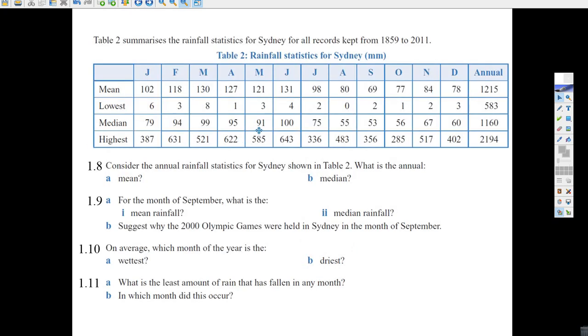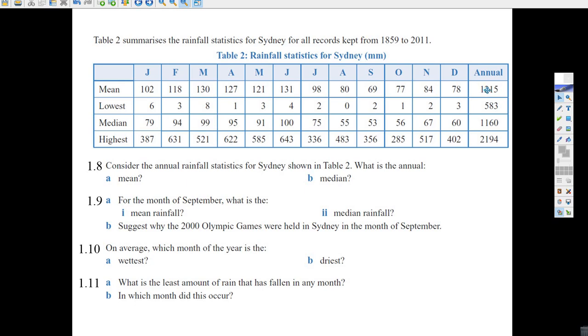Now, the next part is telling you something different. It's telling you the mean all the way from 1859 to 2011, more than 100 years. That's the mean for January. There's the mean for February. That's the lowest it ever was in January and February and March and April. These are the absolute minimums. And there's the absolute maximums in all that time. And there's the annual mean.